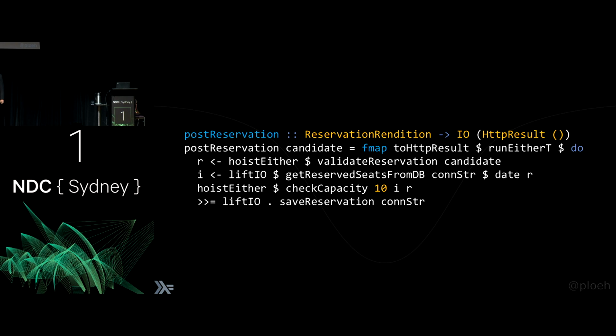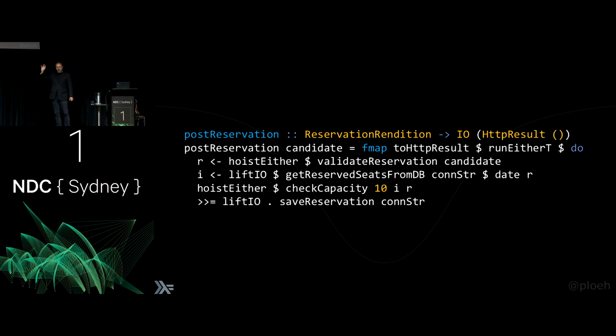So in this case, I've just called it post reservation. And if you look at the top line again, the orange stuff, you can see it takes reservation rendition as input, returns I/O of HTTP result of unit as output. So very clearly, this is impure as well. This has side effects or non-deterministic behavior inside of it. And that means we can do everything. When we're in impure context, we can call pure functions and impure functions. So we're pretty much almost there, and we can just walk through a couple of the details.